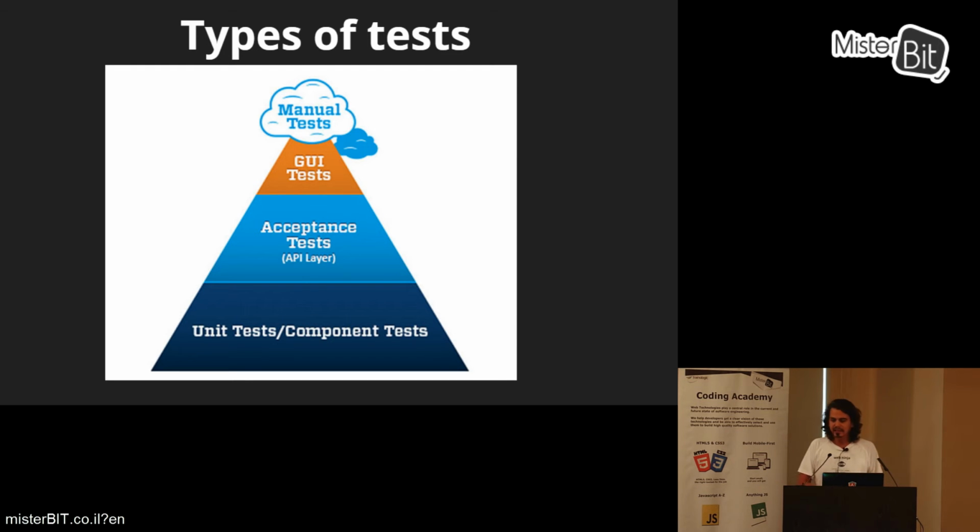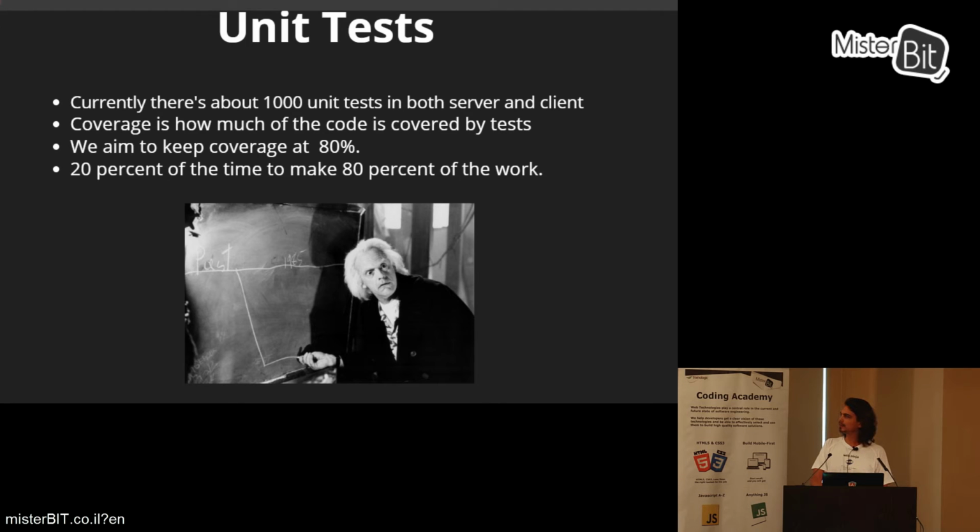So unit tests. In Startup Portal, there's currently about 1,000 unit tests in both the client and the server. And there is the notion of coverage, which is the percentage of how much of our application code is covered by tests. There are different ways to measure coverage, which can be affected by different conditions. We speak about sequence coverage in this talk. So we aim to keep coverage at 80%. Some would say this is really high, some would say it's really low. This is our aim, and it's for a reason: the 80-20 rule. It takes 20% of the time to reach 80% of our task, and sometimes the last 20% would take you 80% of the time. So this is exactly it.